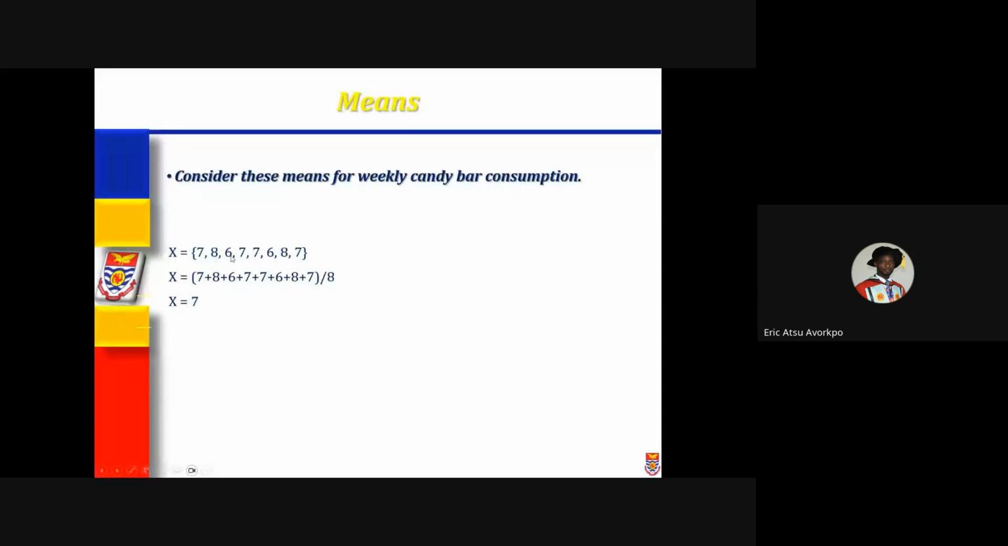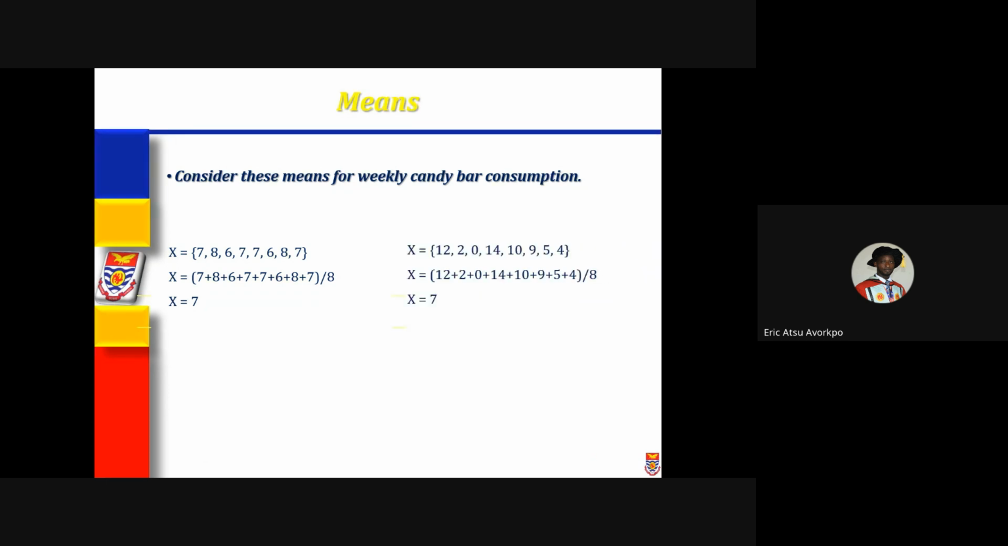1, 2, 3, 4, 5, 6, 7, 8. So if you add all of them and divide by 8, you would get an average value of 7, isn't it? Which is good. And if you look at this, you can see that you have a mean of 7, and the values are between 6, 7, and 8. Then if the average value is 7, it's good, isn't it?